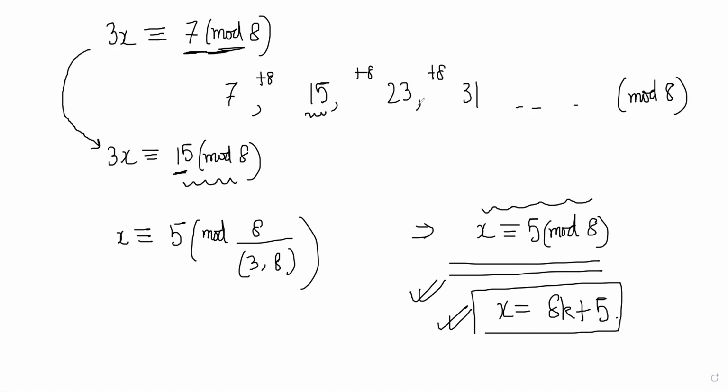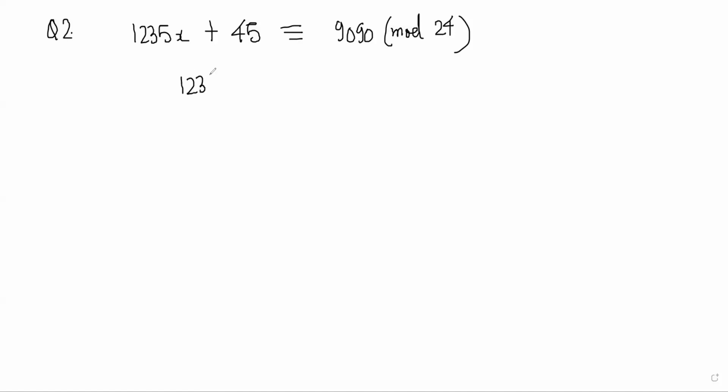Let's try a few more questions so that you get the idea. The next question is this one. You have 1235x plus 45 is congruent to 9090 mod 24. So what are the steps? We can subtract 45 from both sides. That doesn't change anything. You can add and subtract anything in a congruence on both sides. So this becomes 9045 mod 24.